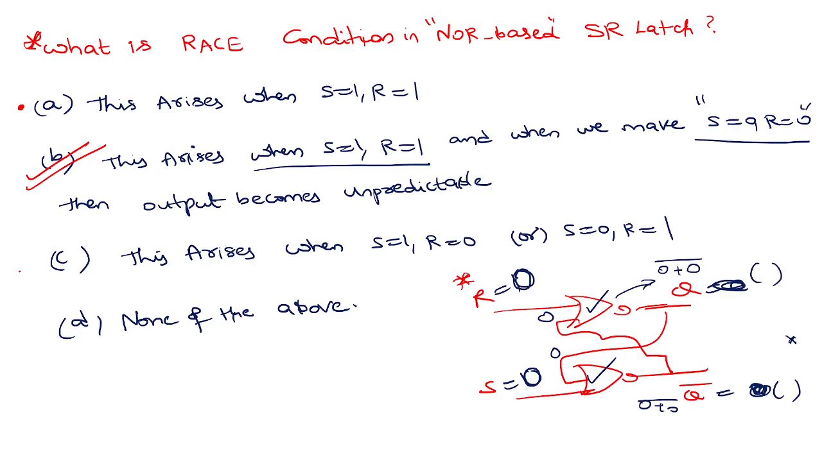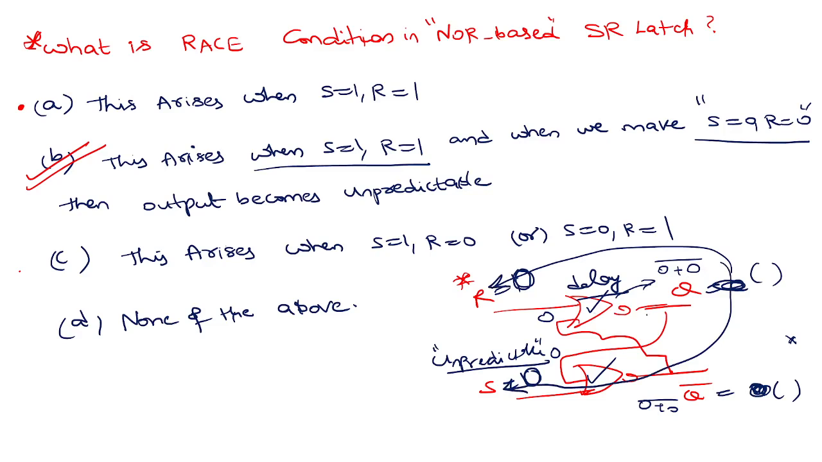Now, this delay depends on many factors. It depends on the family it belongs to, and also on time. Over time, the delay changes, correct? So the output will become unpredictable. Ideally, your system should depend on R and S. Instead, the output is depending on the internal details of every gate. That's what unpredictable means. So that's why it is called a race condition. Are you guys clear?